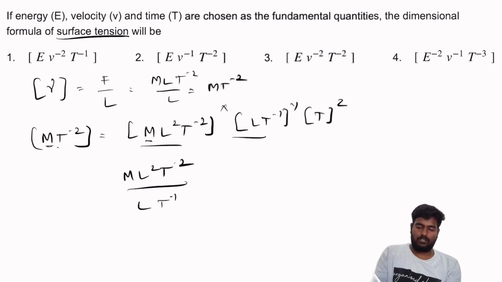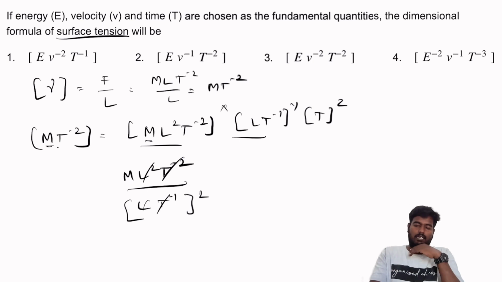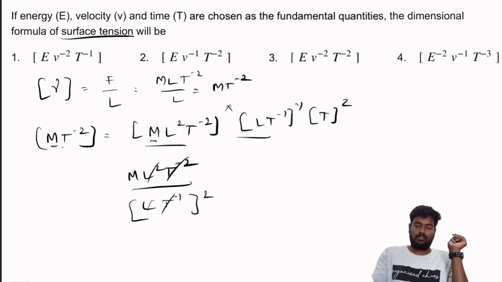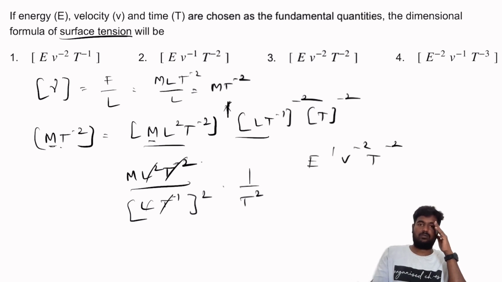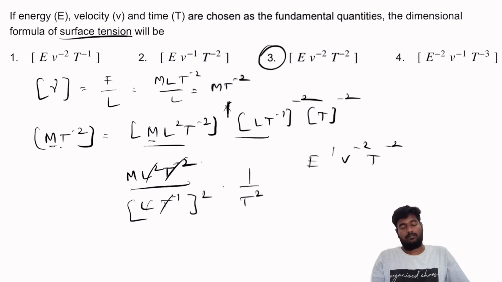But I have L square, so I have to square this quantity. Then both L square and T power minus 2 will get cancelled. And I have T, but I want T inverse, so 1 by T square. So energy power 1, velocity power minus 2, and T power minus 2. That's my answer. I think the third one is correct.